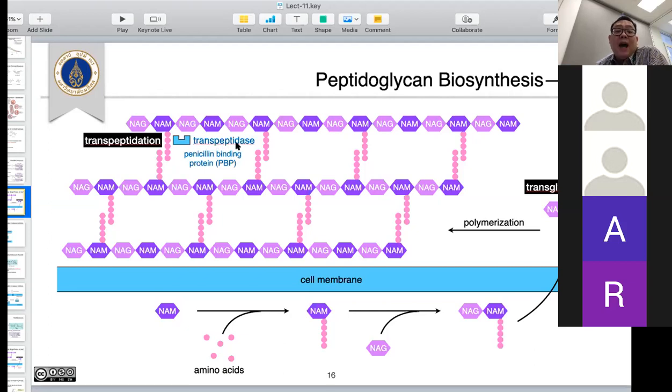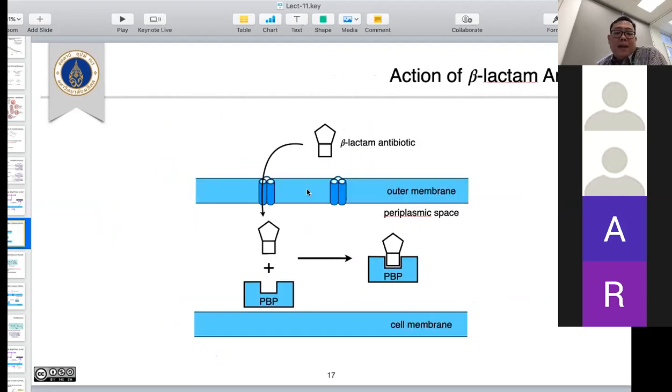transpeptidase, sometimes we call penicillin binding protein, because penicillin can come across the porin protein. Still remember? When penicillin comes to the periplasmic space, it binds to the penicillin binding protein, or PBP. And once the drug binds to the enzyme, it is inhibited. Once the enzyme is inhibited, they cannot make a cross-link of peptidoglycan.